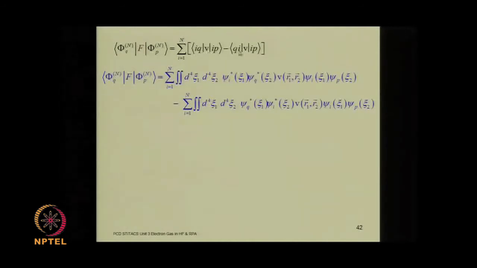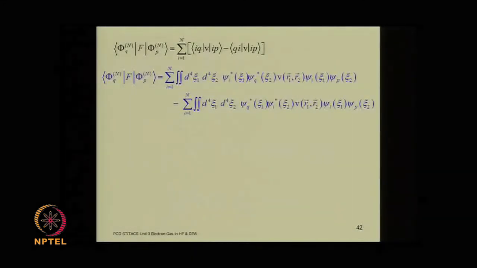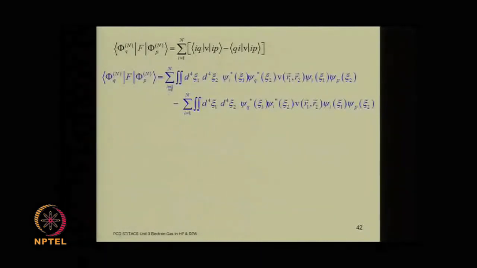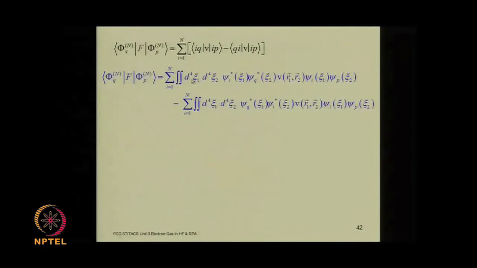This is written in the Dirac notation. I have spelled it out fully as integrals. It is the same term, but so you have got the sum over I going from 1 through n, which is here, and then you have these 4 dimensional integrals inclusive of the summation over the spin variable.